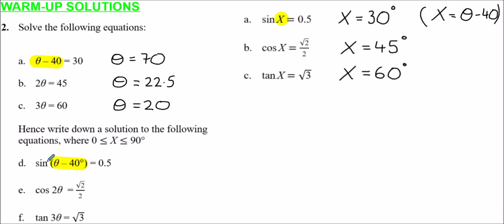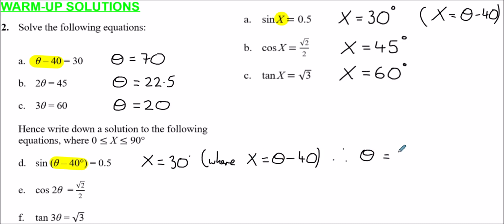And so for D, we had that sine big X is 0.5. We've had that X was 30 degrees, where X was theta minus 40. So therefore we can make theta the subject by just adding on 40 to whatever X is. So theta is 30 plus 40, which is 70 degrees. That's why I just mentioned big X here once again.